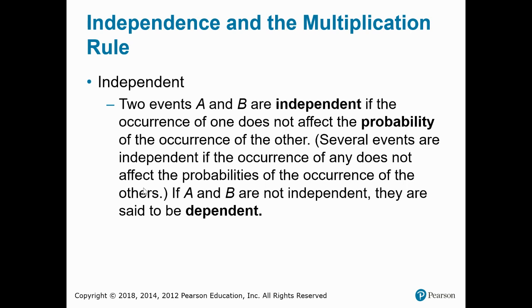That is not the same thing as joint and disjoint. Joint and disjoint have to do with overlap. Independent has to do with whether one event affects the probability of the other event.